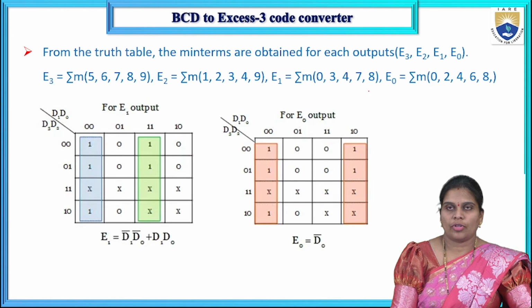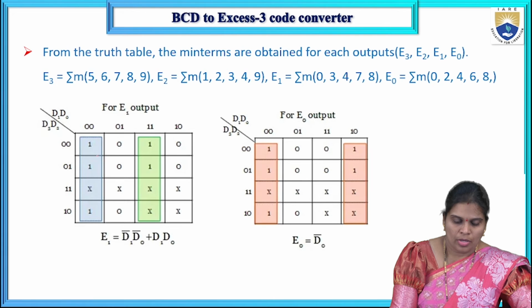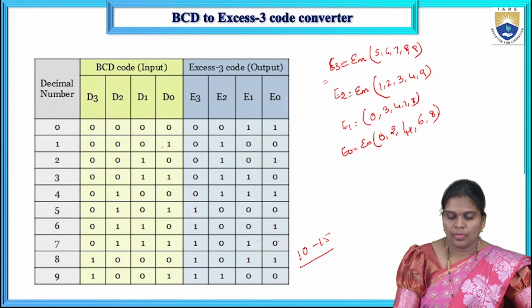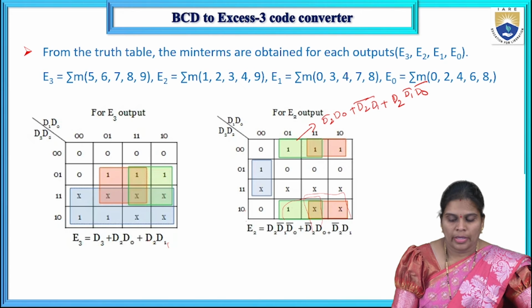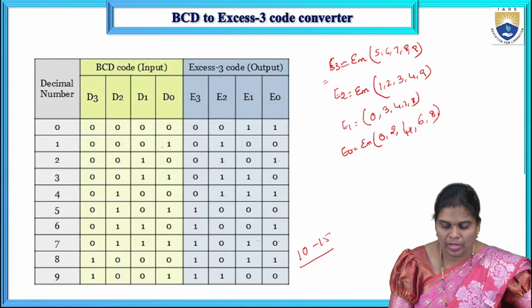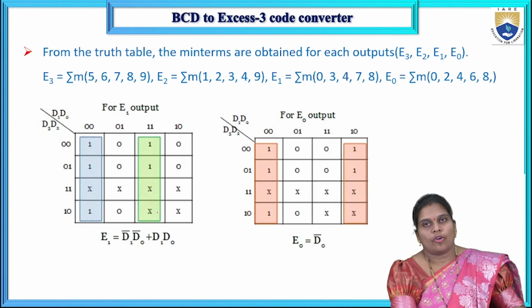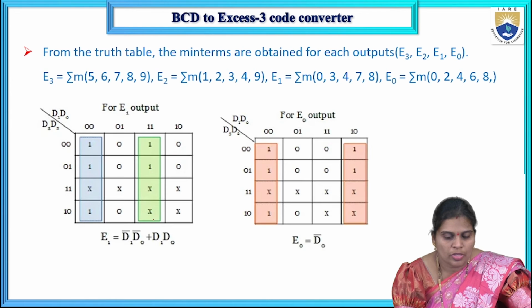Next, E1. Here the minterms 3, 4, 7, 8 are there. For this summation M, the E1 output is 0, 3, 4, 7, 9, and 10, 11, 12, 13, 14, 15 are don't cares. So this is the E1 output. Here also we have formed two groups. For this one, D1, D0, and for this one, D1 bar, D0.